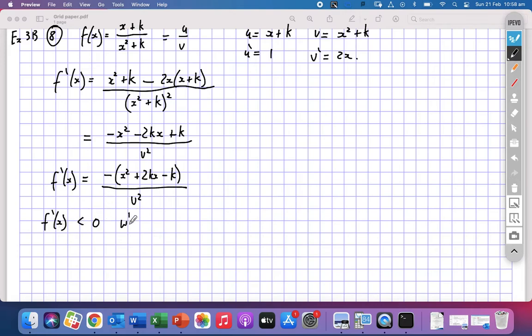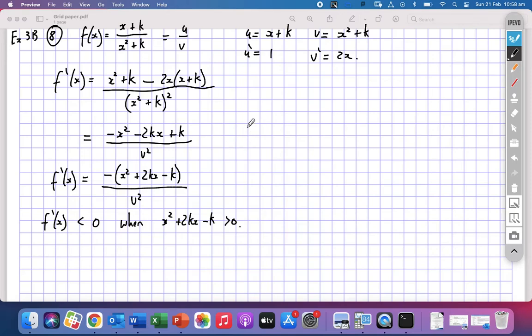Right, now no matter what the x is or what the k is, whatever the numbers are, you're going to square the bottom, it's always positive. I'm basically forgetting about the denominator altogether. What I need is for this bit in here that I've put in brackets to be a positive number. Then it will be multiplied by this negative, and this will always result in a negative derivative. Right, so what I need is x squared plus 2kx minus k to be greater than 0.